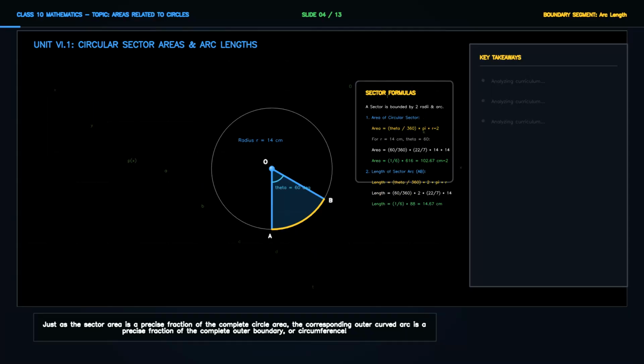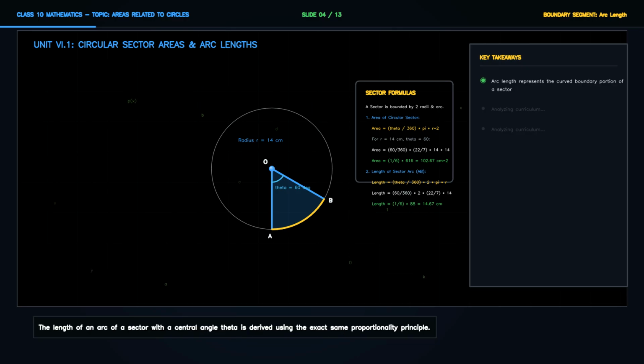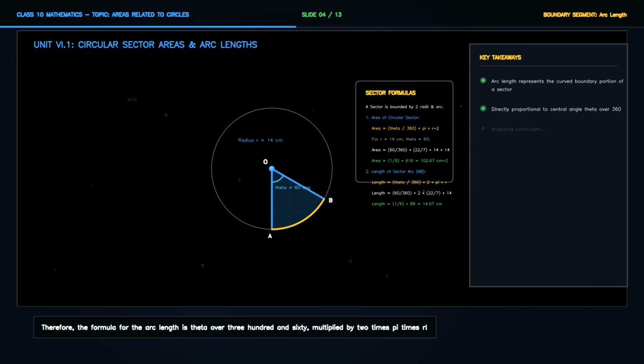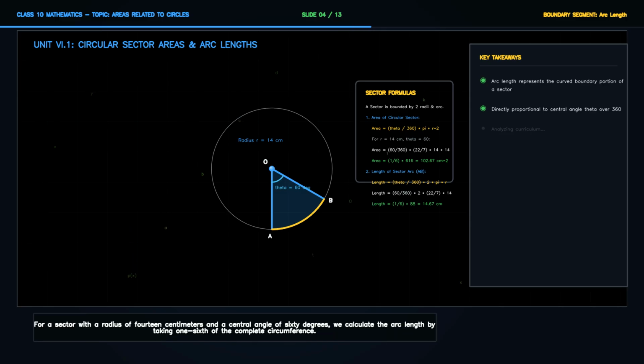Just as the sector area is a precise fraction of the complete circle area, the corresponding outer curved arc is a precise fraction of the complete outer boundary, or circumference. The length of an arc of a sector with a central angle theta is derived using the exact same proportionality principle. Because a complete circle boundary represents 360 degrees and has a total perimeter of 2 times pi times r, the arc length subtended by an angle theta represents theta over 360 of that total circumference.